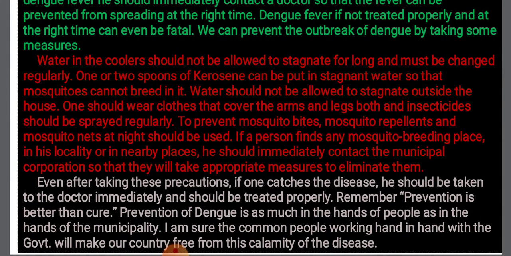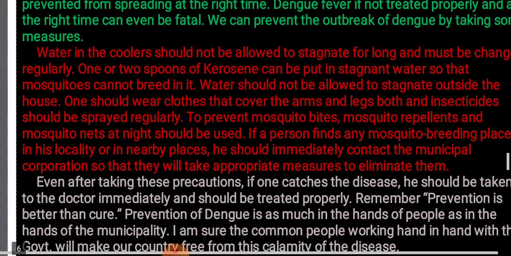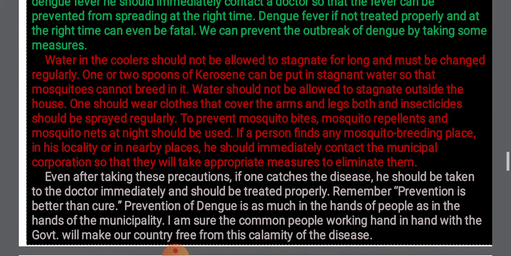Water in the cooler should not be allowed to stagnate for long and must be changed regularly. One or two spoons of kerosene can be put in stagnant water so that mosquitoes cannot breed in it. Water should not be allowed to stagnate outside the house. One should wear clothes that cover the arms and legs both, and insecticide should be sprayed regularly to prevent mosquito bites. Mosquito repellents and mosquito nets should be used at night.